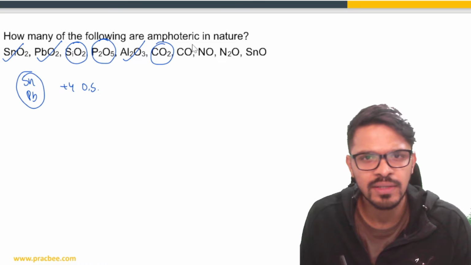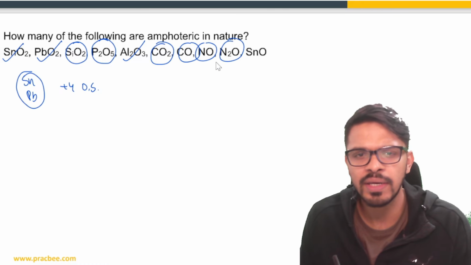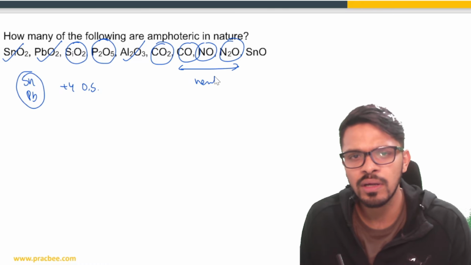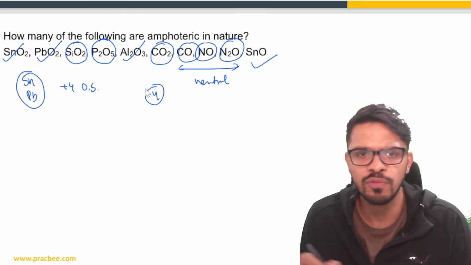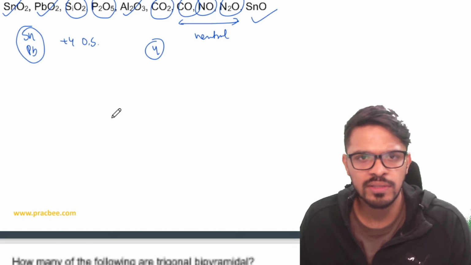CO2 is acidic, CO, NO, N2O, all these three are neutral. Right? SnO is again amphoteric. The correct answer would be 4. Very easy question again.